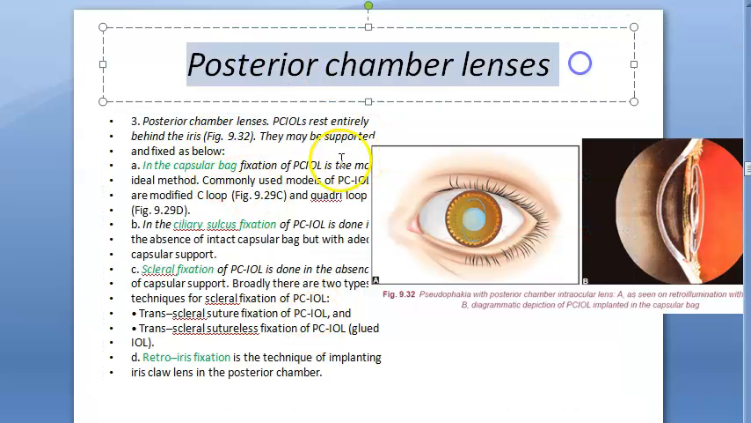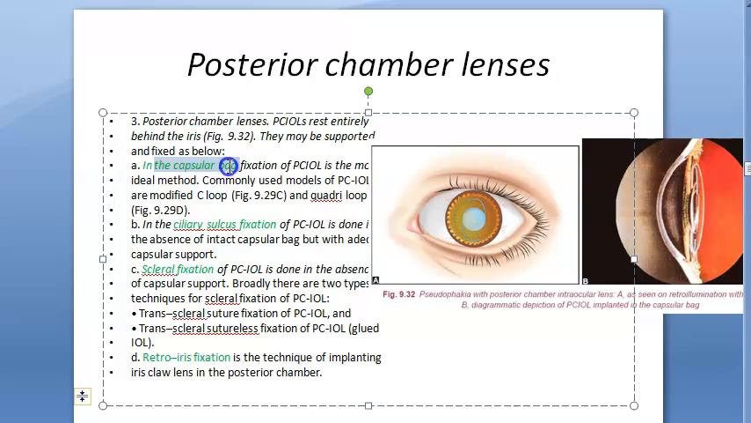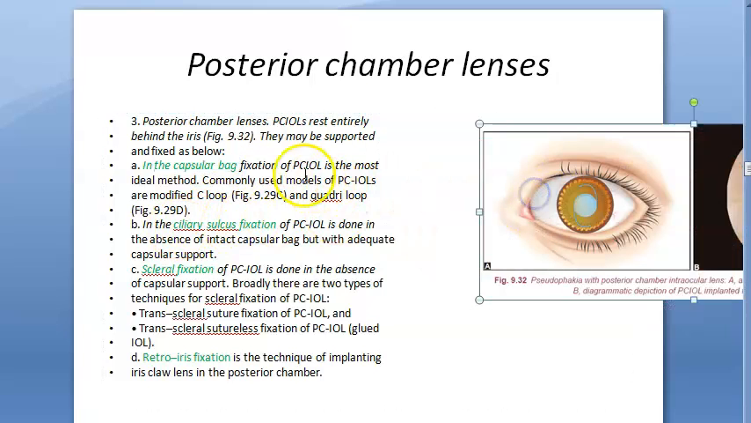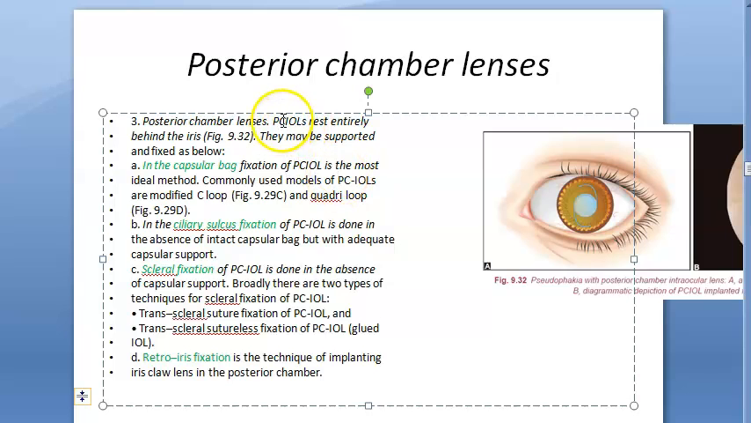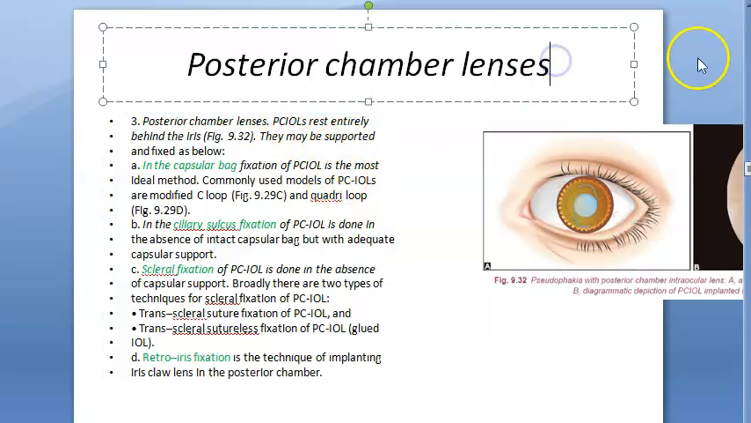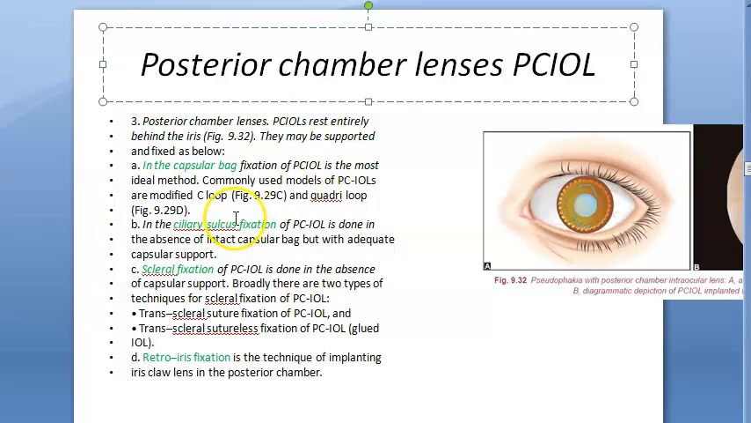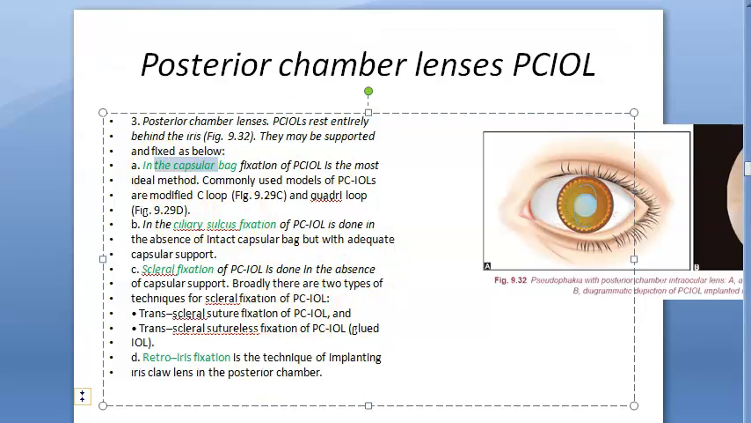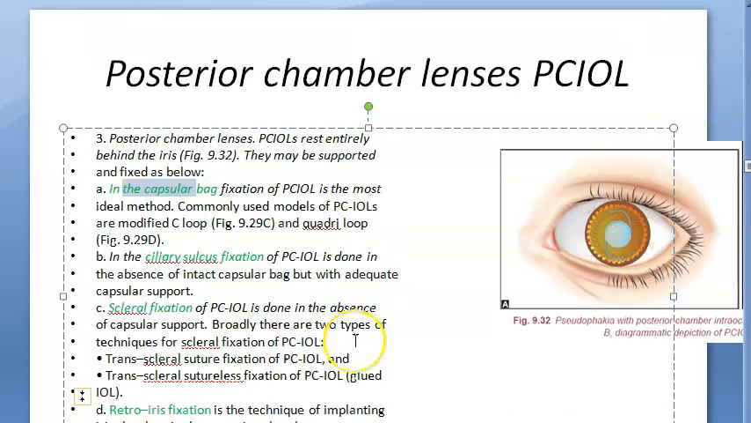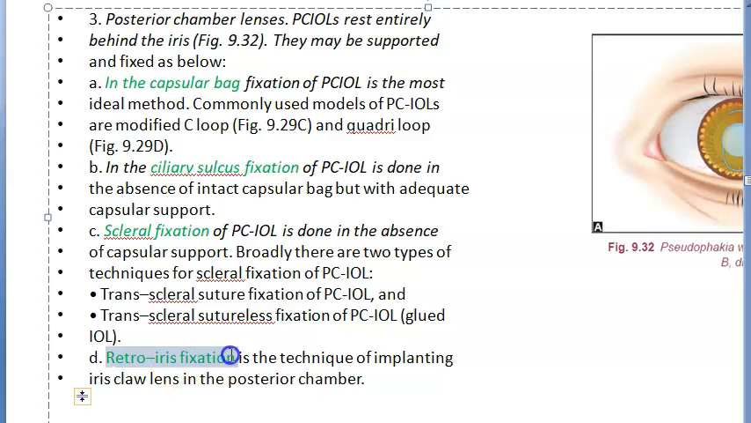Then you have posterior chamber lens, which can be in the capsular bag, which is common, and this is also called PCIOL, posterior chamber intraocular lens. So PCIOL is the most ideal method. You put it in the capsule of the lens, right? Otherwise you have ciliary sulcus fixation, scleral fixation, or another one called retro iris fixation.